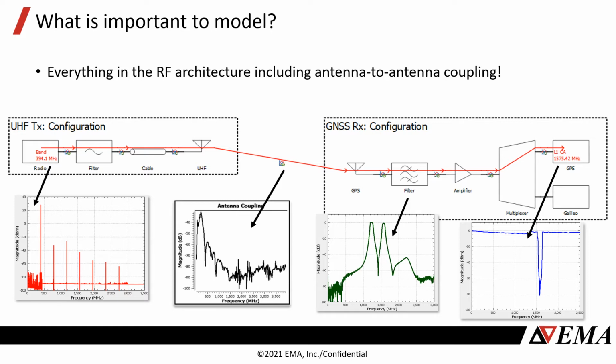Okay, so what's important to model? If we look at this block diagram, on the left we have a UHF transmitter, and on the right a GNSS receiver. There are filters, cables, and antennas attached to these systems, and what we need to model is basically everything in this chain, because every one of these components has the potential to alter the transmission coming out of the transmitter or impact the signals seen at the receiver. But again, today we're focusing on the RF systems, the transmitters and receivers.